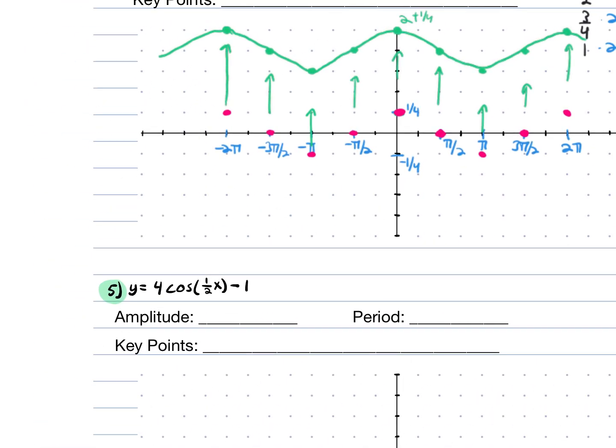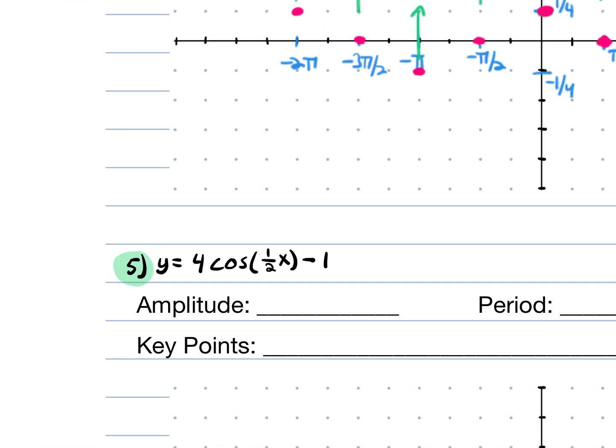Okay, and then let's try number 5. Let's actually change it up a bit. I'm going to make it negative cosine 1/2 x minus 1. All right, so let's make it negative 4. Okay, what is our amplitude going to be? Good, right? It's still just going to be 4. It's just the absolute value of whatever number's in front.